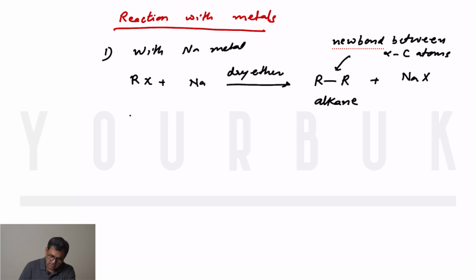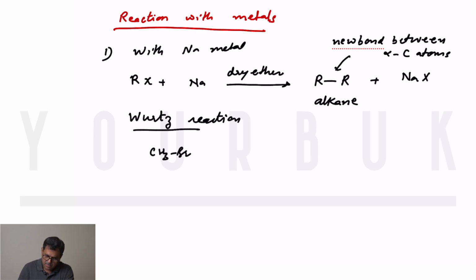Now this reaction is called the Wurtz reaction. This is one example, and whenever you want to write an example, you write the simplest one. For example, CH3Br on reaction with sodium in the presence of dry ether gives CH3-CH3. The new bond has been formed between the alpha carbon atoms.